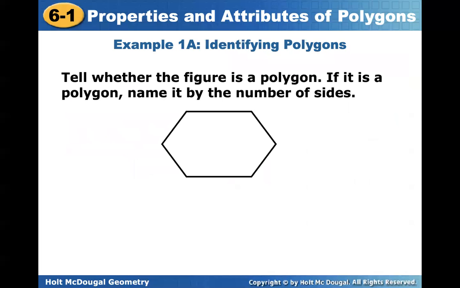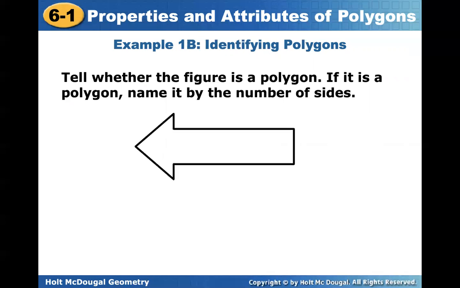So tell whether the figure is a polygon. If it is, name it. So this is a polygon. They're straight sides. They're closed. They don't go past their vertex. I mean, they touch at the vertex. That's it. They don't go any further. And it has 6 sides, so it's called a hexagon. So yes, it's a polygon, and it is a hexagon.